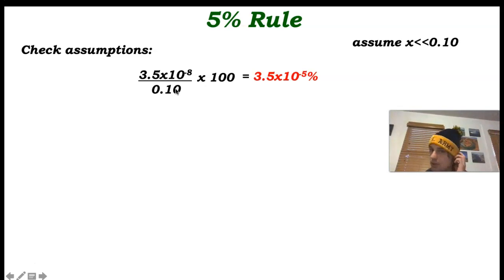All right, so that's again why I can write this. x is much less than 0.10. That's why I can write that.